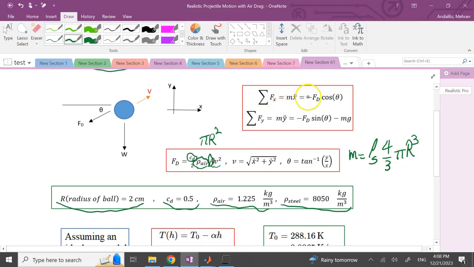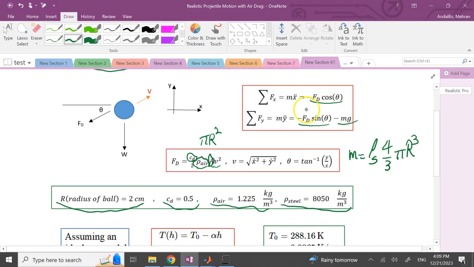Now, if you look at the governing equations in the x direction, you have the cosine component of the drag force in the negative direction. In the y direction, you have both gravity and the sine component of drag both in the negative direction. So these are your governing equations. Of course, they are highly nonlinear, and you need 4 initial conditions, which I'm going to talk about.